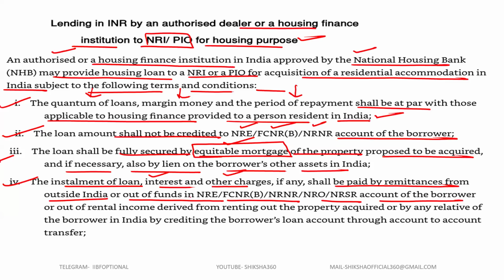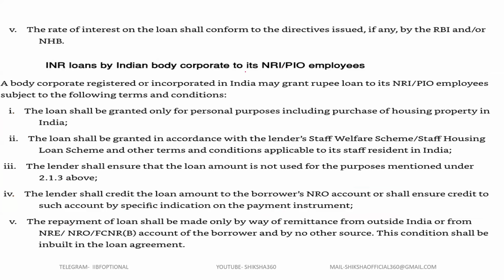Clear? Basically, from where can they get the repayment? Or out of the rental income derived from renting out the property acquired, or by any relative of the borrower in India by crediting the borrower's loan account through account to account transfer. Clear? Not cash, basically through account to account transfer. Further, the rate of interest of the loan shall conform to the directives issued, if any, by the RBI or by the National Housing Bank.